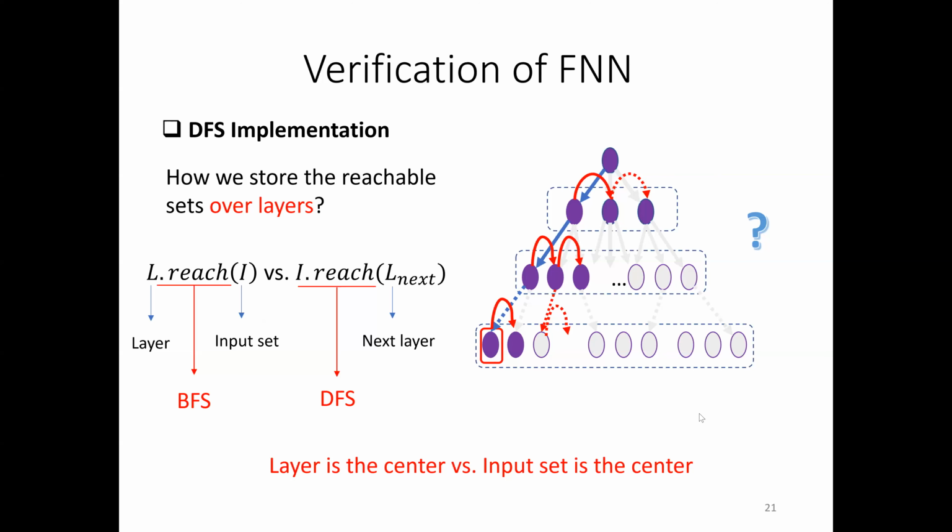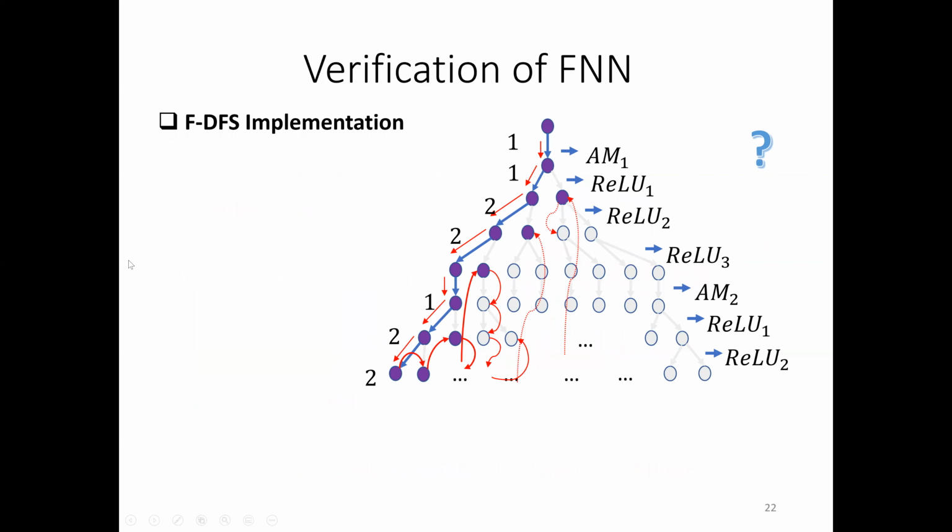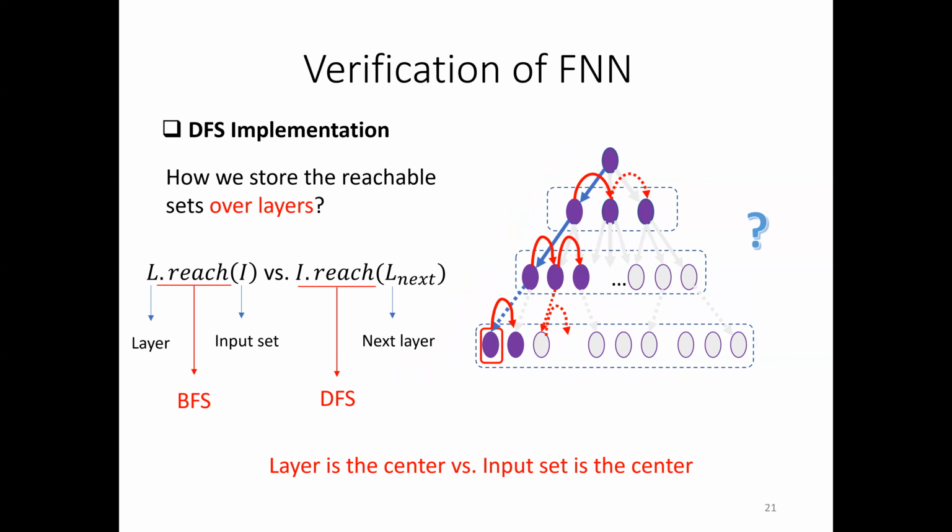Now let's come to the last slide. How are we going to implement the flattened Depth-First-Search? How do you think it is going to be different from the Depth-First-Search? When you come to flattened Depth-First-Search, the core question is how you store the reachable set over operations. For Depth-First-Search, the main question was how you store the reachable set over layers.